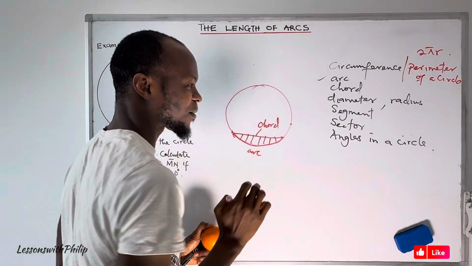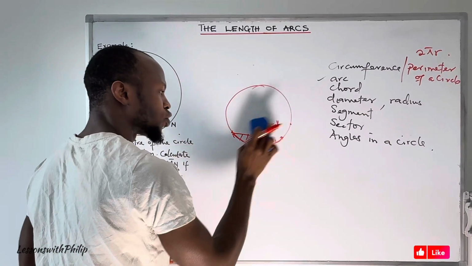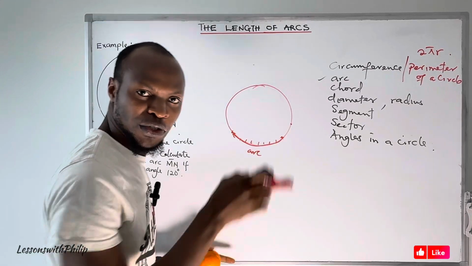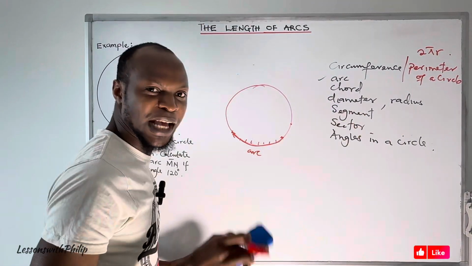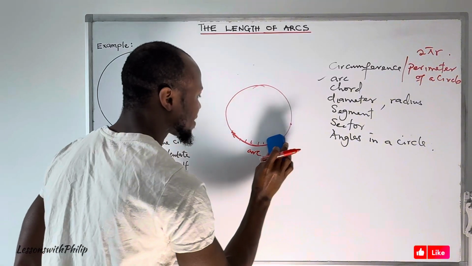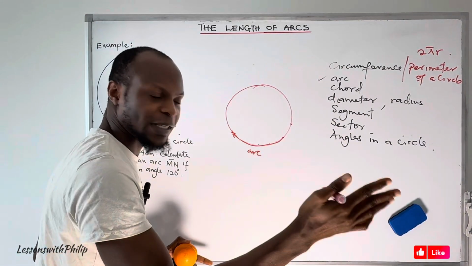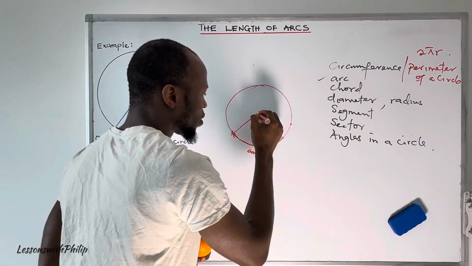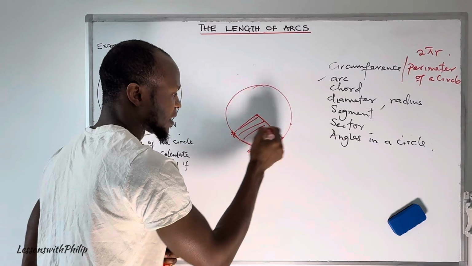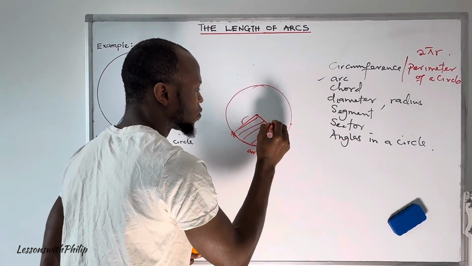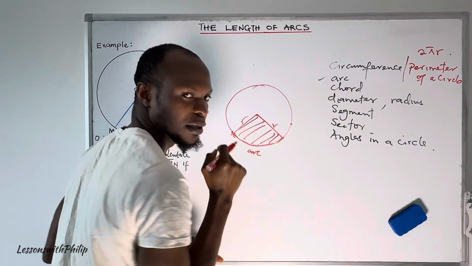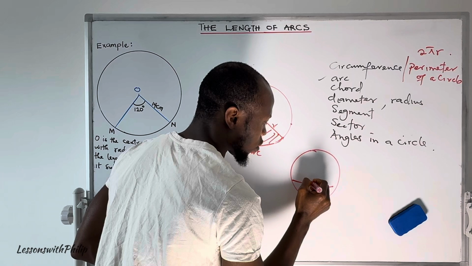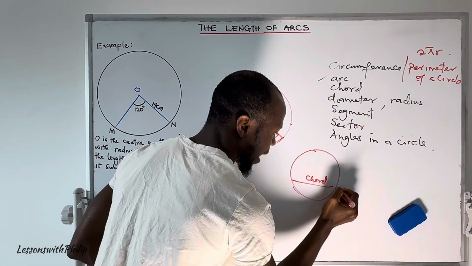Now, what about sector? A sector is also a portion of a circle which is enclosed. A segment is enclosed by a chord, but a sector is enclosed by 2 radii. When I have 1 radius and another radius, this aspect is known as a sector because it is enclosed by 2 radii and an arc. For a segment, it is enclosed by a chord and an arc.